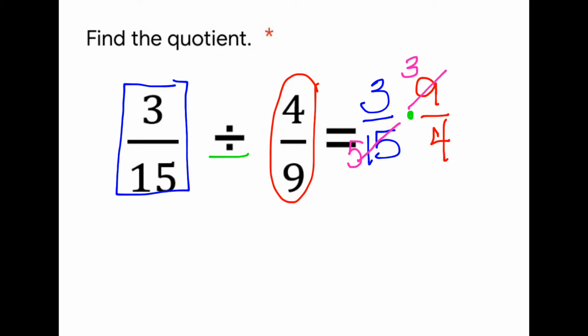When we write out our multiplication problem now, we are going to have 3 times 3 over 5 times 4. Go ahead now and solve your problem and type your answer.